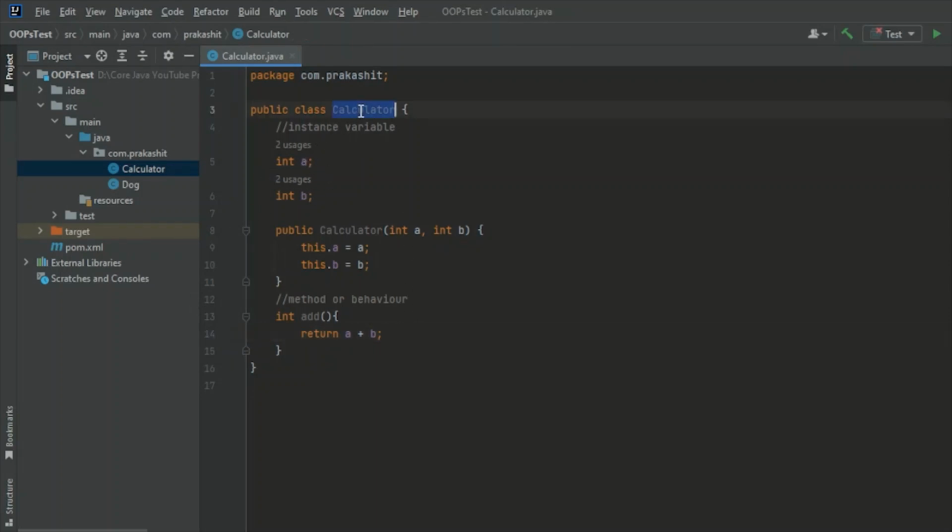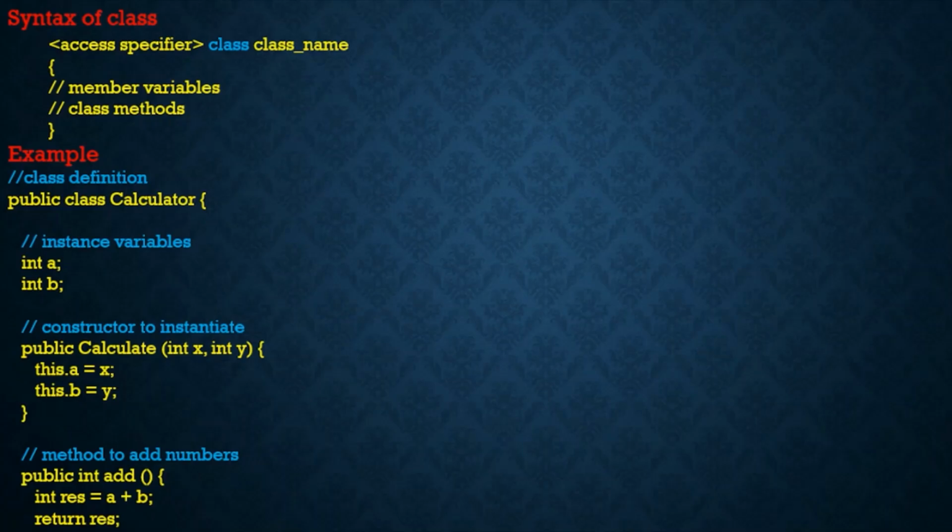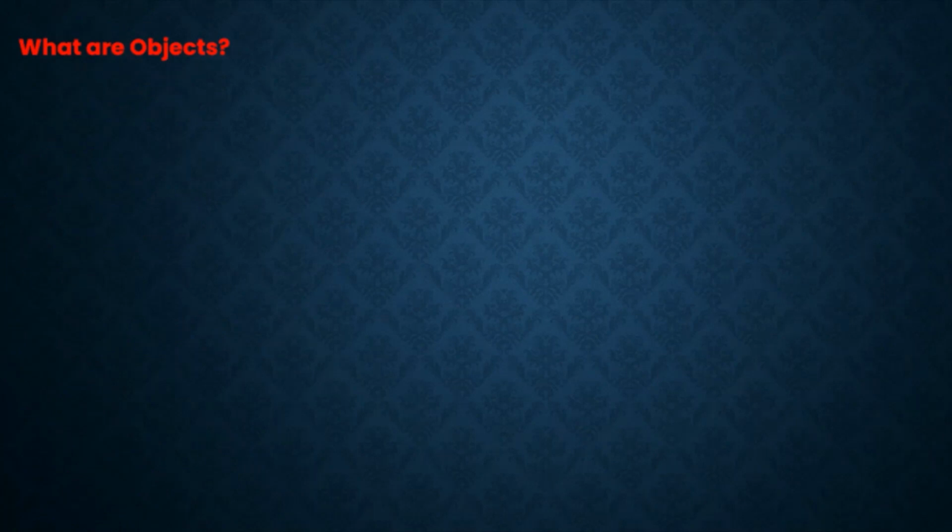This is what I have written. I have written one class called calculator. I have taken two instance variables, or member variables, and I have written the constructor of the calculator class, and I have taken the method or behavior, one method called add. Okay, so now let's come back. Now it's time to know about the object. I think you got a brief idea about the class.